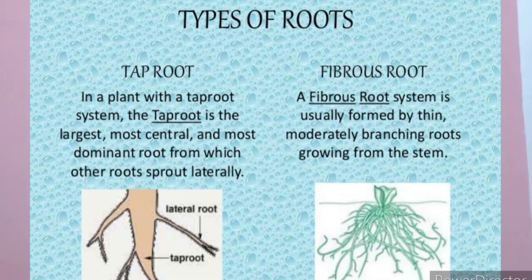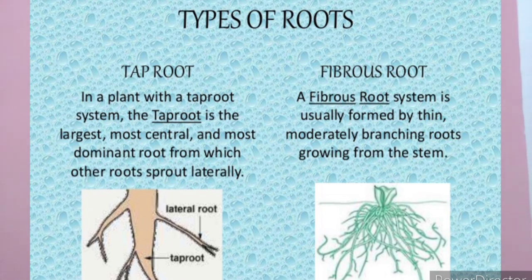So these are the three important parts of a plant, the roots, stems and leaves. Now we are going to study these in a bit of detail. First we will come to the roots. In this, first we will see the types of roots. Actually, there are two types of roots. One is the tap root and one is the fibrous root.